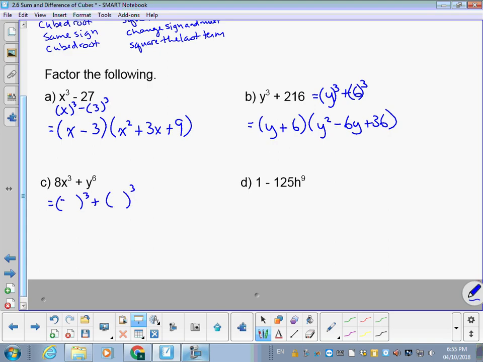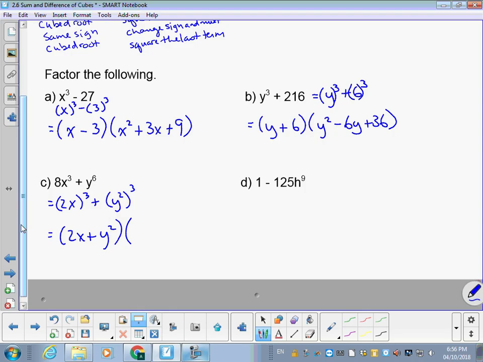8 comes from 2. X cubed comes from x. And y to the 6th comes from y squared being cubed. Remember back in grade 9, exponents inside and outside the bracket get multiplied together? Those things are the pieces that make up your first factor. Cubed root, same sign, cubed root. Now use it to build the second one.